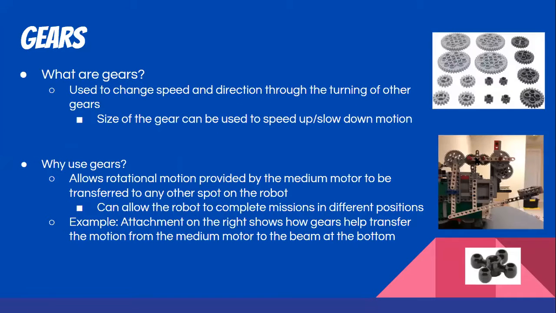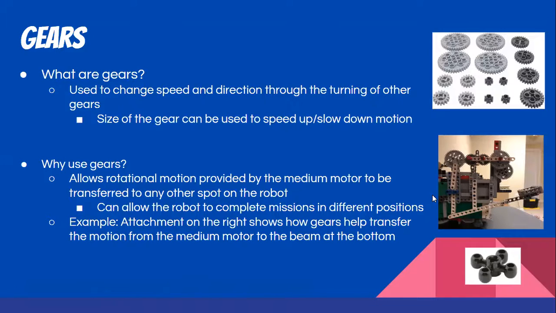So what are gears? Gears are used to change the speed and direction through the turning of other gears. The size of the gear can be used to speed up or slow down motion. You should use gears as it allows rotational motion provided by the medium motor to be transferred to other spots on the robot. It allows the robot to complete missions in different positions.